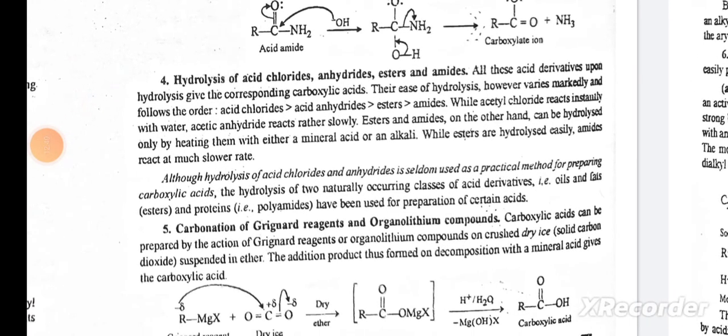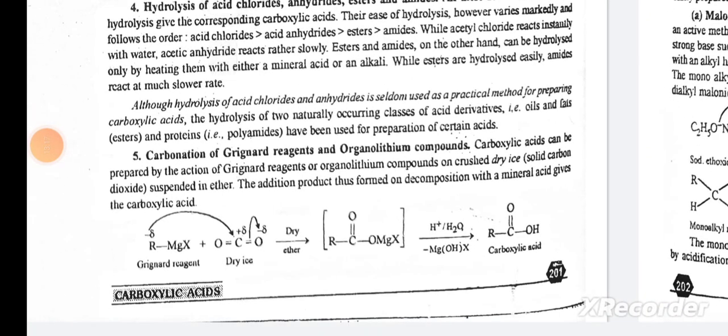Hydrolysis of acid chlorides, anhydrides, esters, and amides. All these acid derivatives upon hydrolysis give the corresponding carboxylic acid. Their ease of hydrolysis, however, varies markedly and follows the order: acid chlorides, acid anhydrides, esters, amides. While acetyl chloride reacts instantly with water, acetic anhydride reacts rather slowly. Esters and amides, on the other hand, can be hydrolyzed only by heating them with either a mineral acid or an alkali. While esters are hydrolyzed easily, amides react at a much slower rate.